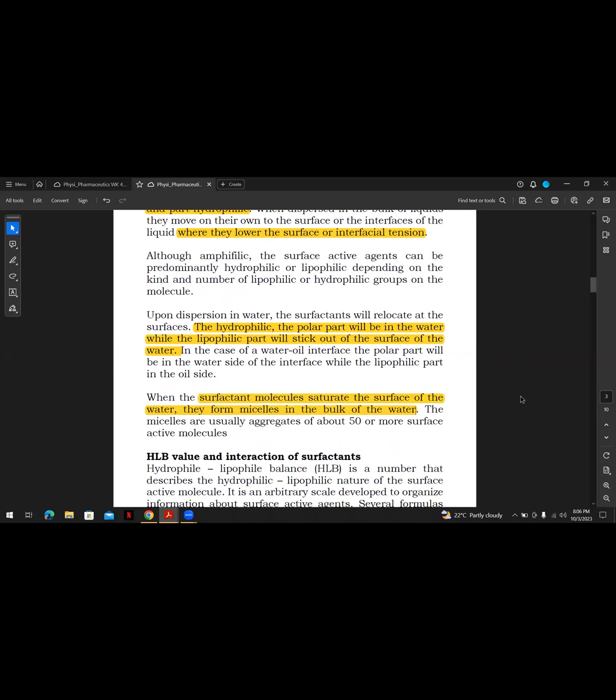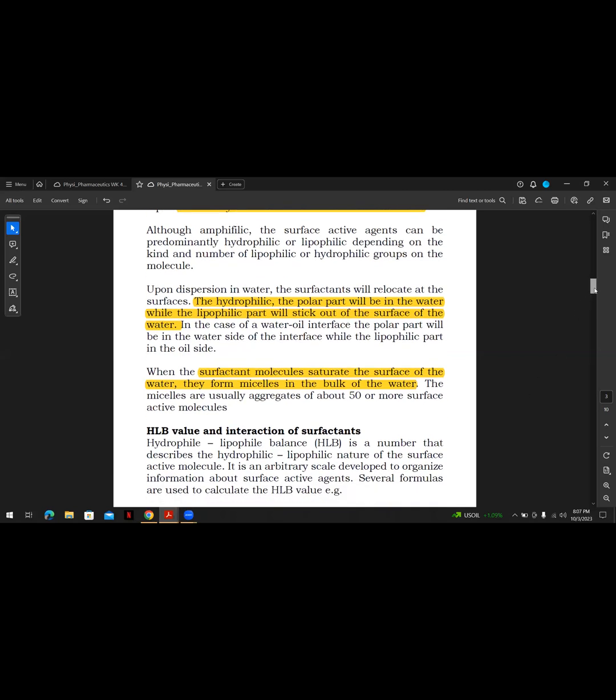So let's say the surfactant has got a lipophilic part and a hydrophilic part. When the hydrophilic part enters the water and it gets saturated, there's going to be a formation of micelles, and the micelles will be formed in the bulk of the water. The bulk of the water is basically just the water part. The micelles are usually aggregates of about 50 or more surface active molecules, which are also known as surfactants. Okay. So in a water-oil system, when you have surfactants, the hydrophilic part will go to the water, and then when it's saturated, it's going to form micelles, which will be in the bulk of the water.